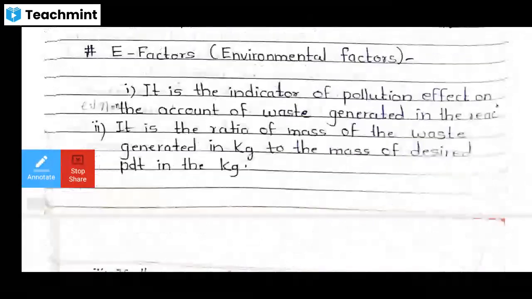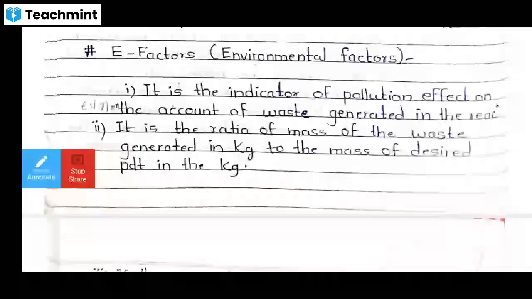Next is the E factor, that is, the environmental factor. It is the indicator of the pollution's effect on the environment and the amount of waste generated in the reactions. Amount of waste means what?